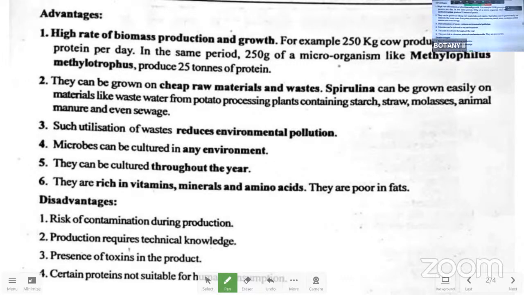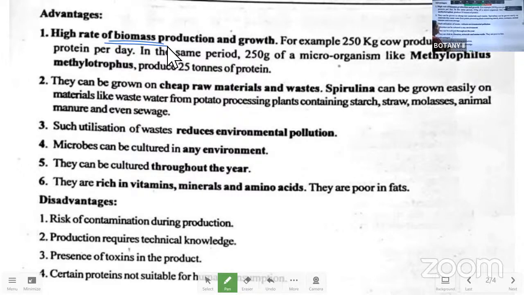Whenever we are taking these, they have high biomass. Biomass means their weight will be more. When we take out the proteins from these unicellular organisms, their quantity will be more. That is, the biomass production will be more and the growth is also more for these organisms, so that we will get more food material for our consumption.